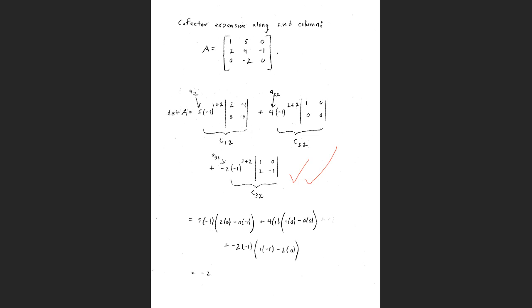Okay, so I'm going to use the second column here. Of course, the second column has a 5, a 4, and a -2 in it. And then the (-1) to the powers would be defined as you see here. Are there any questions on that?